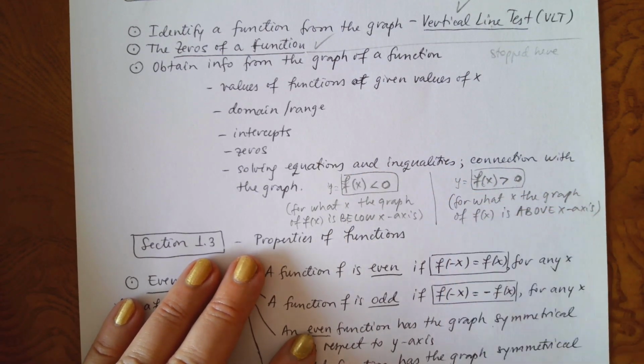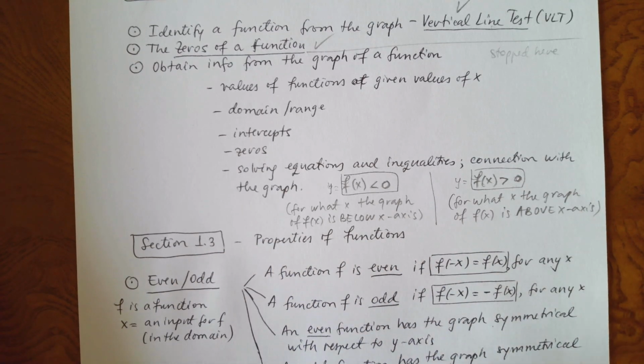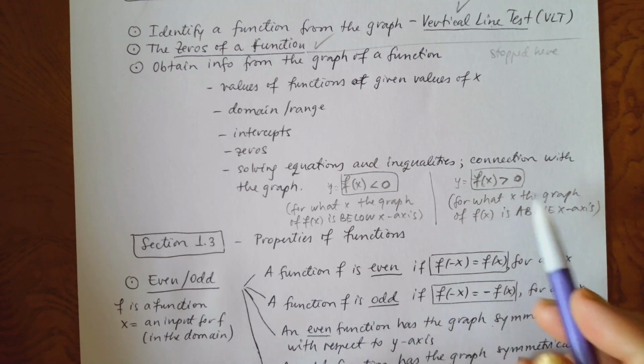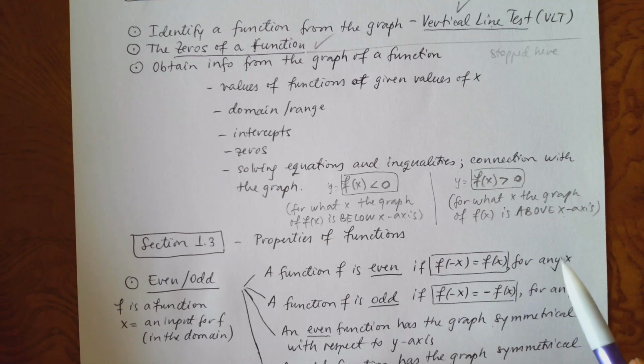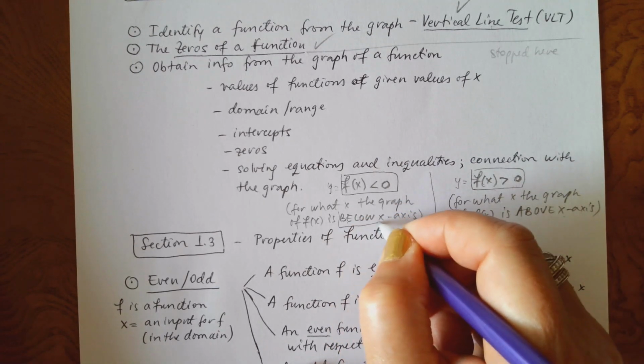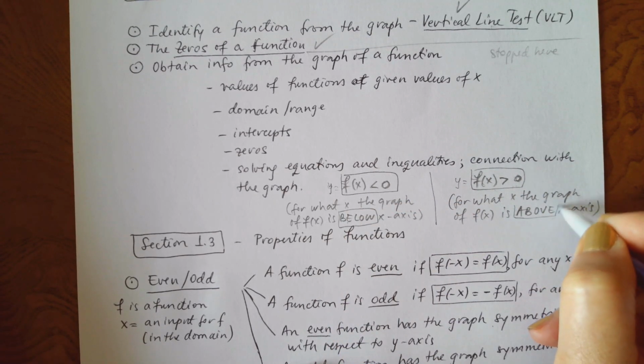So if I'm trying to solve the inequality f of x less than 0, it means I'm looking for values of x, of the points on the graph, right? So for what x is the graph below the x-axis. Well, for this one, I'm looking for x where the graph is above the x-axis. So those are the key words, below the x-axis and above the x-axis.